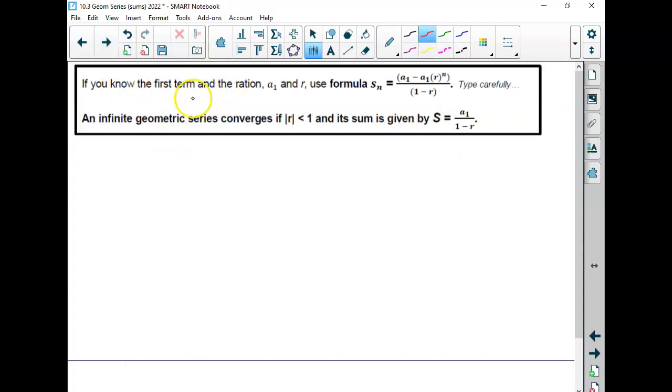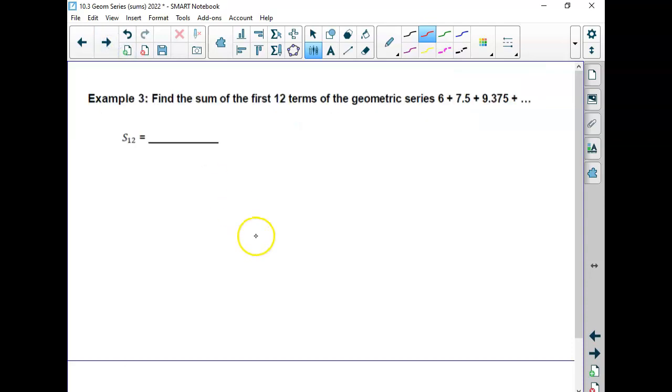If you know the first term, and this should say ratio, not ration, if you know the first term and the r value, you can use this formula. Type carefully. If it's an infinite geometric series, then we'll talk about those in a second. Good news. Remember with arithmetic sequences, you had to know the first term and the last term? You don't have to know the last term for this guy, okay? We don't have to know the last term. You just put in the formula.